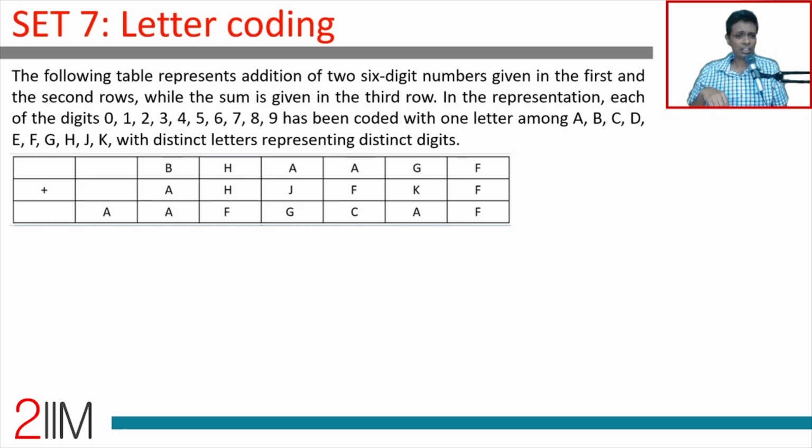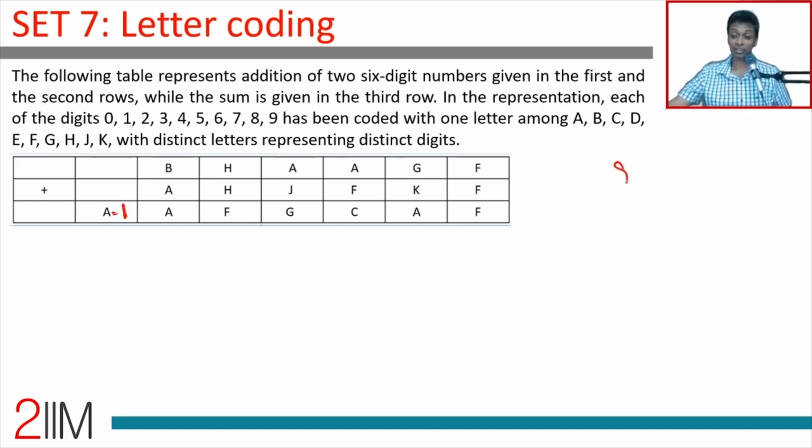The following table represents the addition of two 6-digit numbers given in the first and second rows, while the sum was given in the third row. In the representation, each of the digits 0, 1, 2, 3, 4, 5, 6, 7, 8, 9 has been coded with one letter among A, B, C, D, E, F, G, H, J, K, with distinct letters representing distinct digits. Anytime you have two 6-digit numbers adding up to a 7-digit number, it makes our life super easy. The first digit of the 7-digit number has to be 1.